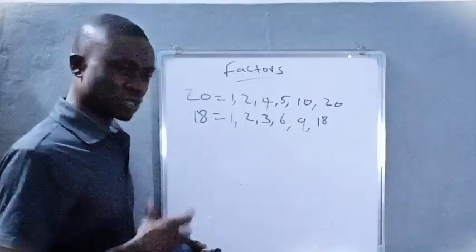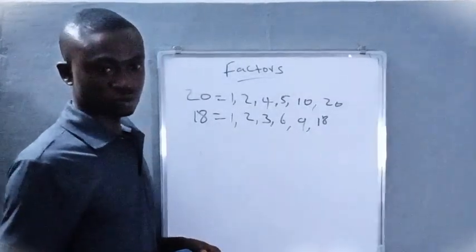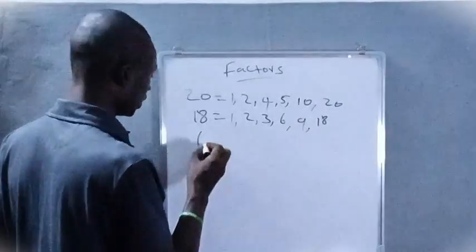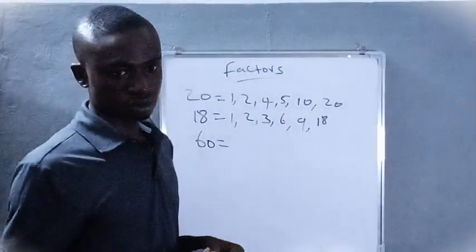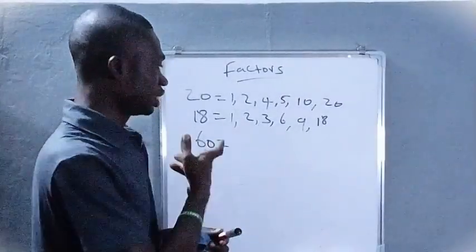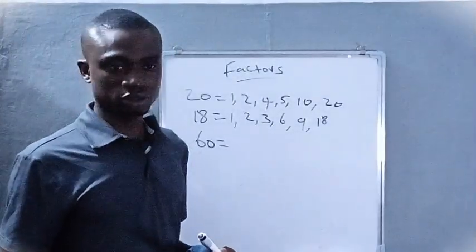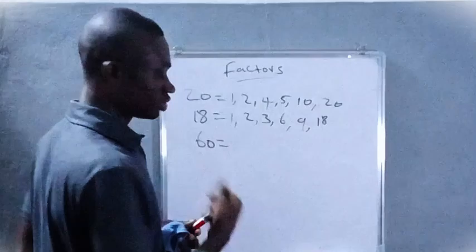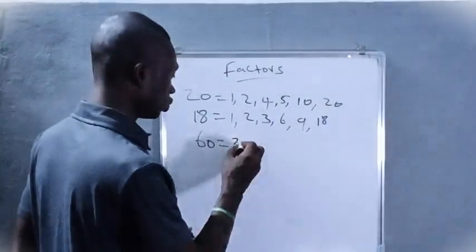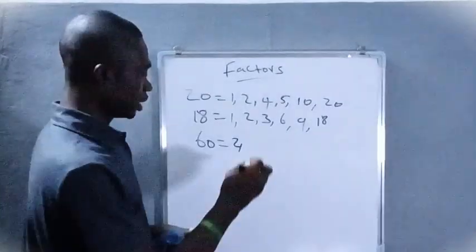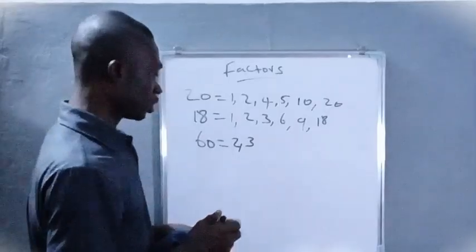All right, let's look at a number like 60. What are the factors of 60? Usually, when we are dealing with factors, you don't even need to include 1, because you can divide any number by 1. So, what are the factors of 60? You can divide 60 by 2 and get 30, so 2 is a factor of 60. 3 is a factor of 60 because 60 divided by 3 gives you 20.